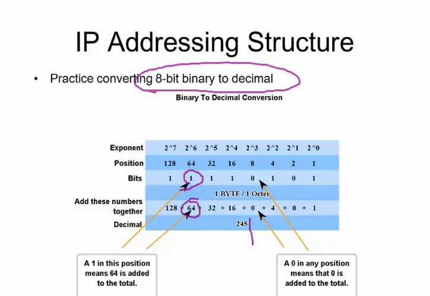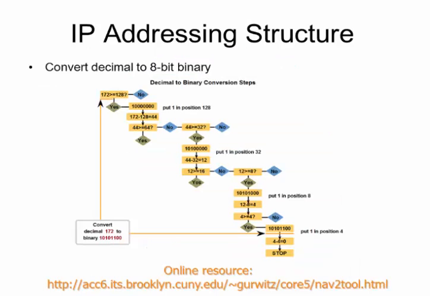So a 0 in any position means 0 is added to the total. You add it up, and the end result there is 5. Okay, 1 plus no 2s plus 4. So that's 5. Fairly simple.